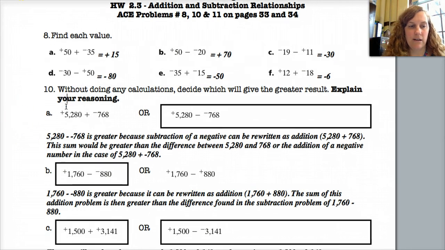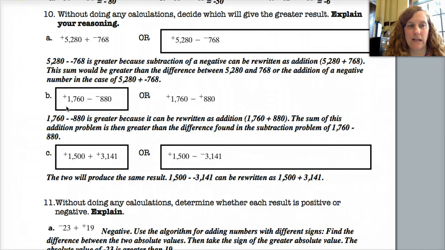Okay, for 10, parts A, B, and C, the idea behind these questions is you should just be able to look at the numbers and tell which one's bigger, just by seeing: am I adding two positives, am I adding two negatives, am I adding a positive and a negative, and that will let you know which one's bigger.